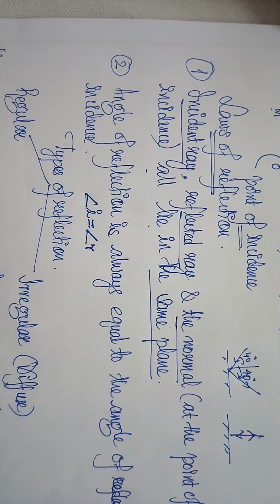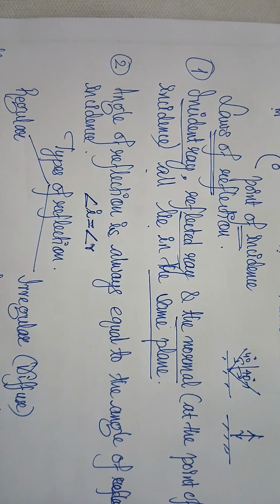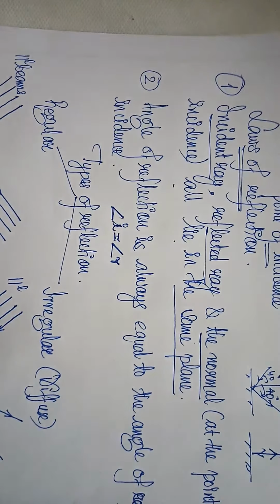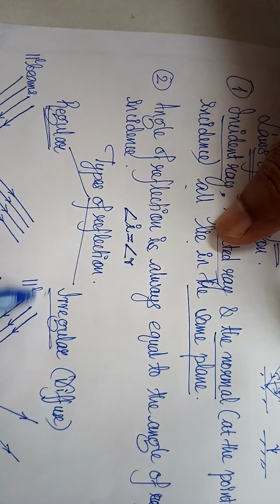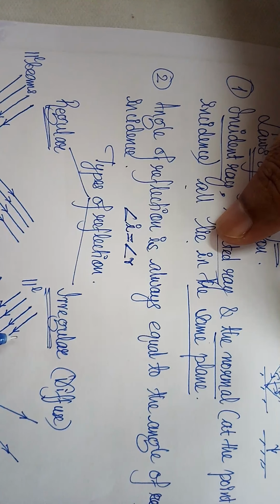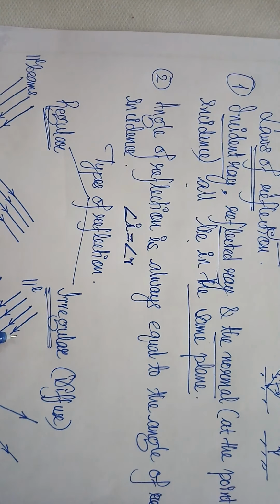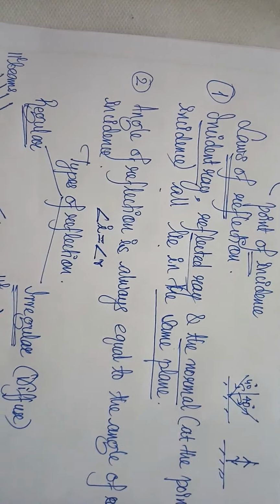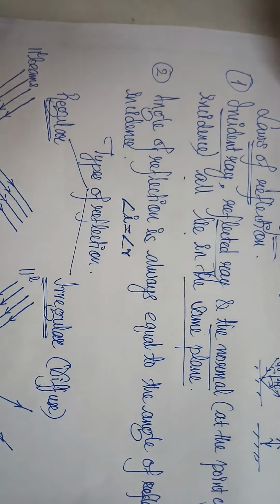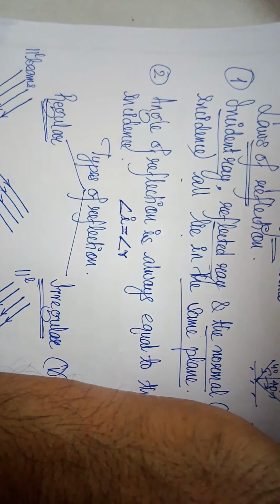Now we have to check the types of reflection. There are two types of reflection. One is regular reflection and another is irregular or diffused reflection. When a beam of light, what is known as a beam of light? A beam of light is nothing but a bundle of light rays.